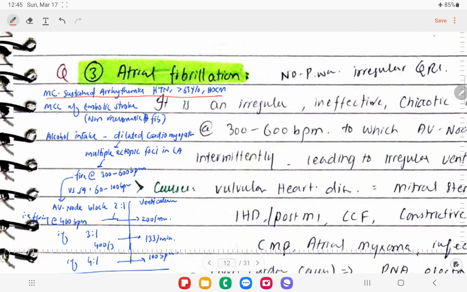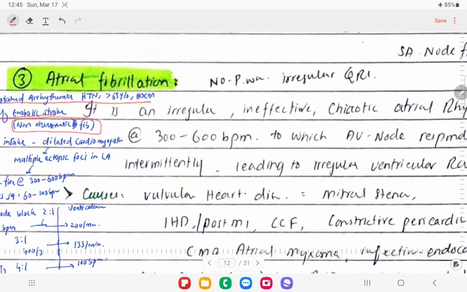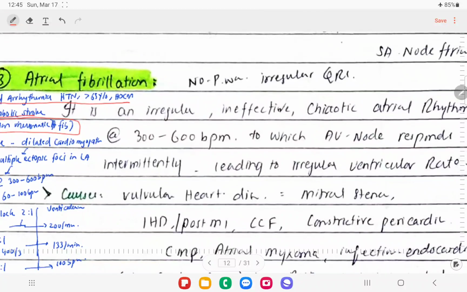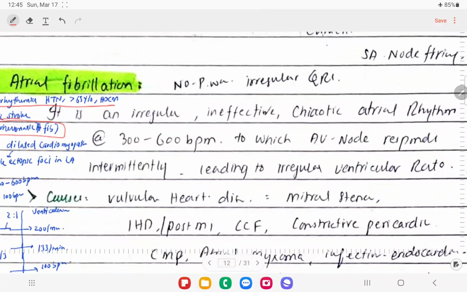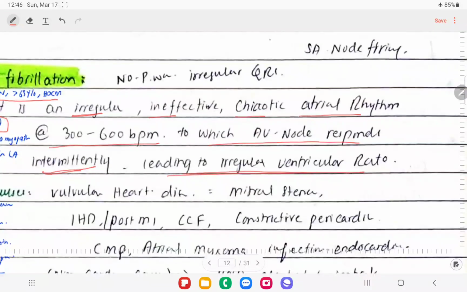The most common cause of embolic stroke is non-rheumatic atrial fibrillation, right? Now let's talk about the definition of atrial fibrillation. It is basically an irregular, ineffective, chaotic atrial rhythm that fires at 300 to 600 beats per minute, to which the AV node responds intermittently. This leads to an irregular ventricular rate, and that's how we get the irregular pulse in these patients.